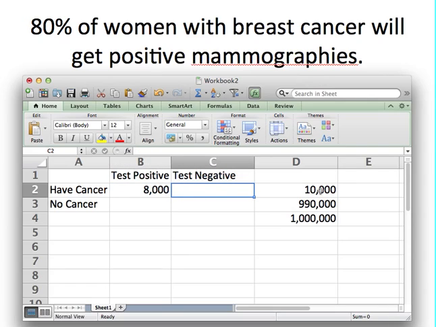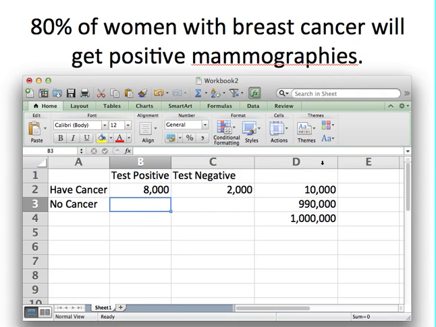And that means out of the 10,000, if 8,000 get a correct positive, we know that 2,000, unfortunately, will be given a false negative. They have cancer, but the test did not detect it, which is kind of a bummer if it turns out that you're one of those 2,000. So now we filled out a little bit more of our information here: 80% of the women with breast cancer will get positive mammographies. So the question now is, can we fill out anything else? Not really. We're going to have to look at the next little sentence of information that we're given.